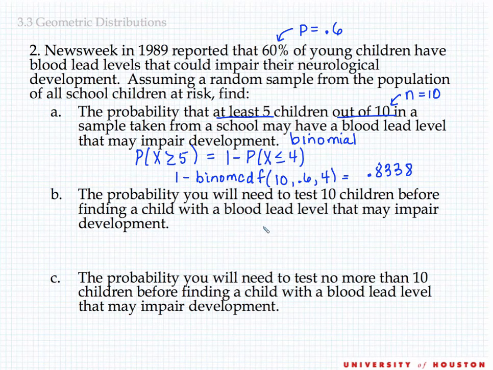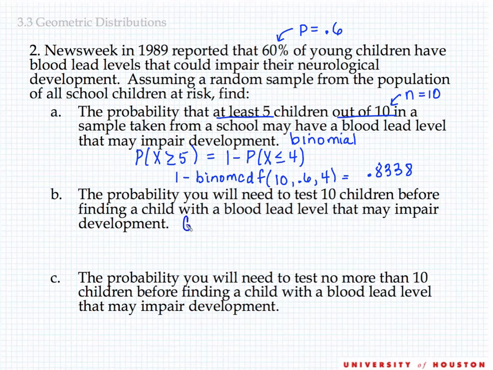Now in part B, we want to know what's the probability that we'd need to test 10 children before finding a child with the blood level that may impair development. So here we don't have a fixed number of trials. We're trying to find our first, quote, success. We want to test 10 before finding a success. So 10 failures, 1 success.